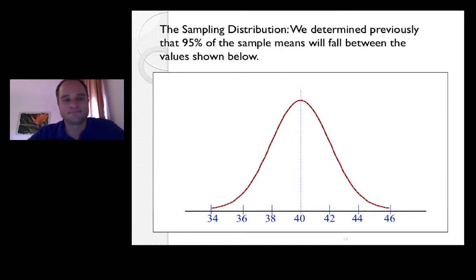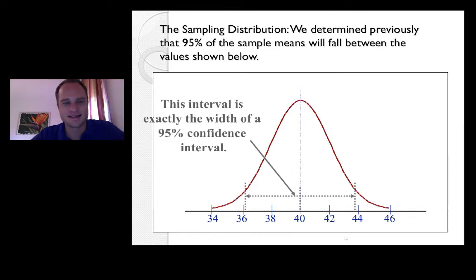So, we previously determined that 95% of the sample means will fall between the values shown below on this graph, and that's 1.96 standard deviations away from the mean. You can see that 36 and 44 would be 2 standard deviations, and this area is slightly below those 2 standard deviations above and below the mean.